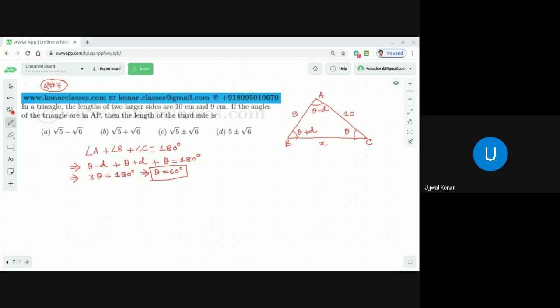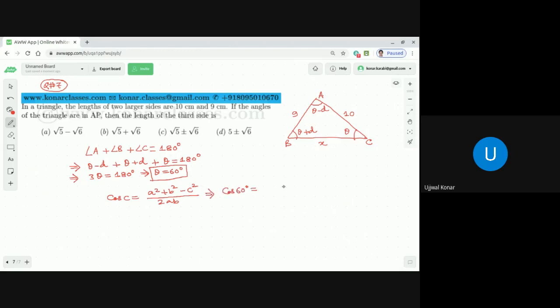So now let's apply one thing. Then theta is equal to 60 degrees. So what is the value of cos C? If we apply the cosine formula, dear students, cos C should be equal to a square plus b square minus c square by 2ab. So this implies cos C means cos 60 degrees.